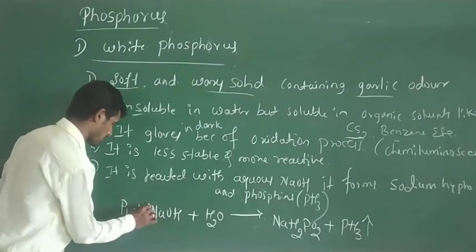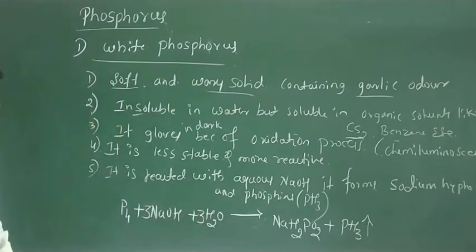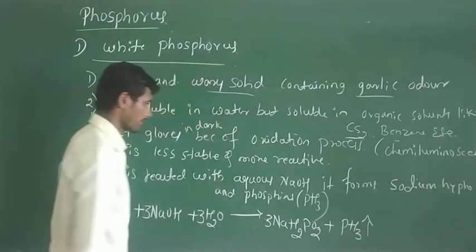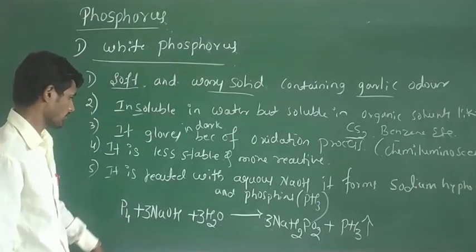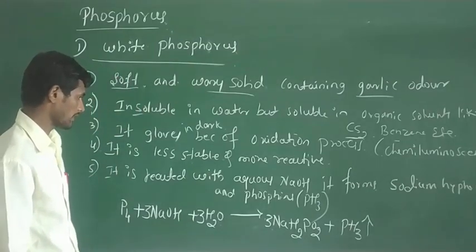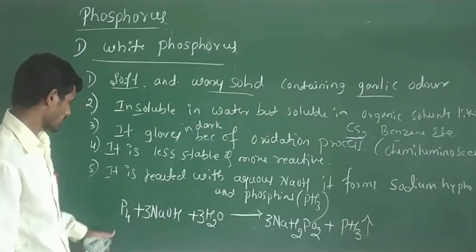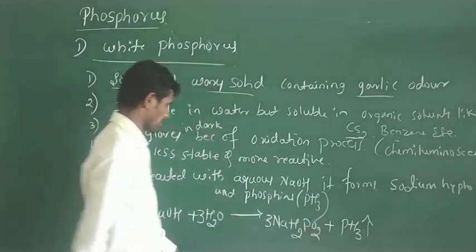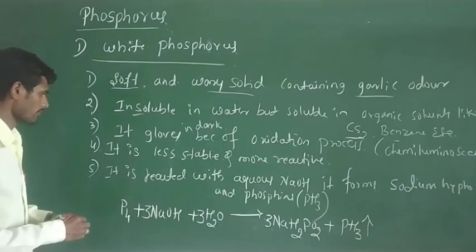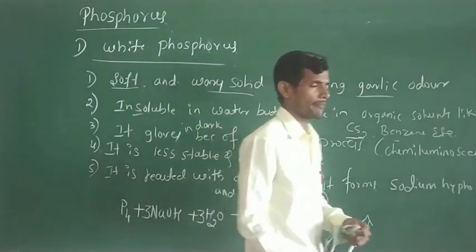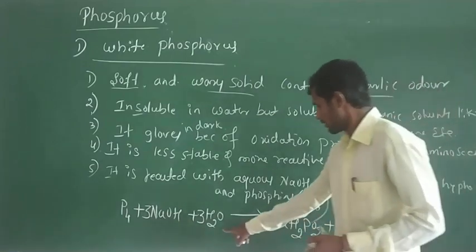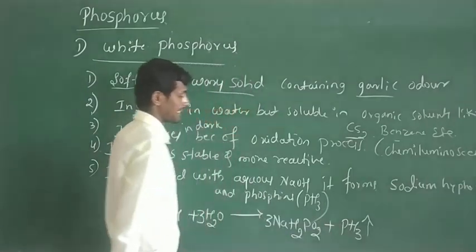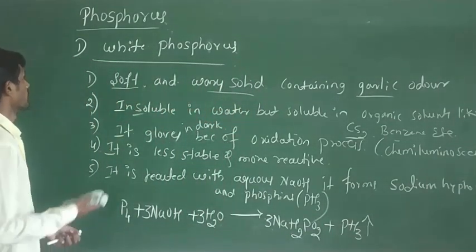Write 3 here and 3, then balance this. Here 3 Na. How many phosphorus here? Here 3. Yes, it is balanced. When white phosphorus is reacted with aqueous caustic soda, it forms sodium hypophosphite and phosphine. Next, another reaction.